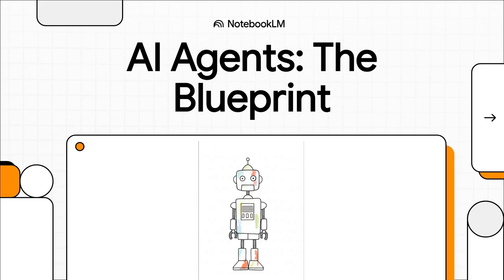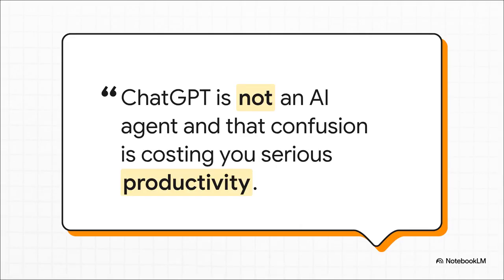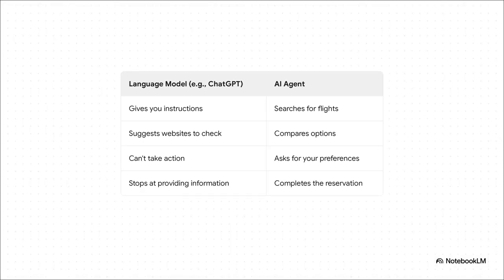Let's get into it. All right, let's just rip the Band-Aid off right away. The tools you're probably using, things like ChatGPT, are not AI agents. Thinking they are is a huge misconception. And honestly, understanding that difference is the very first step to unlocking a whole new level of automation and, yeah, serious productivity. Let's make this super clear with an example.